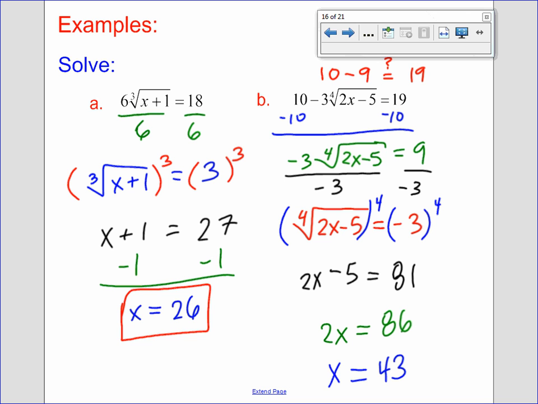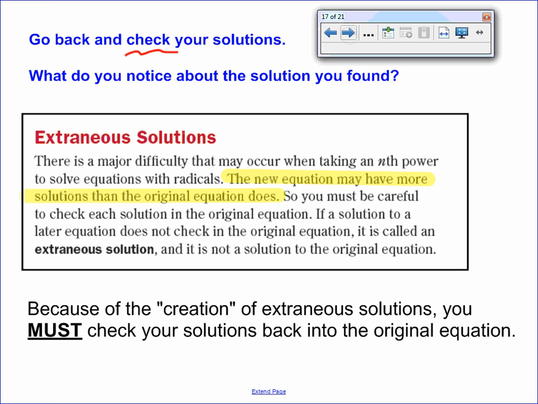Does 10 minus 9 equal 19? No, and so here we've generated a potential solution value, x equals 43. We followed the math rules and order of operations and reverse and undo, and yet it does not satisfy the original. And so it turns out that this is what we call, like your reading question, an extraneous solution.